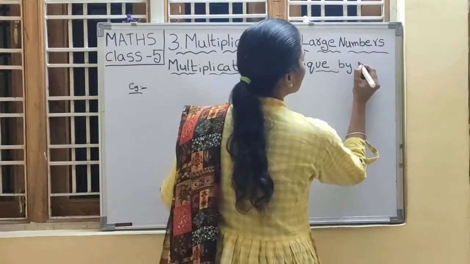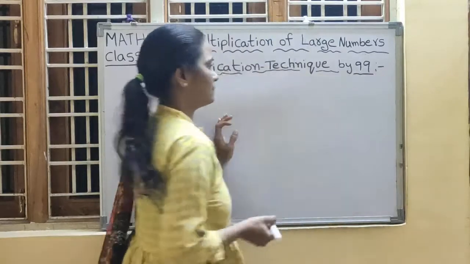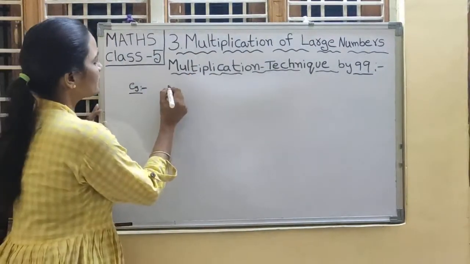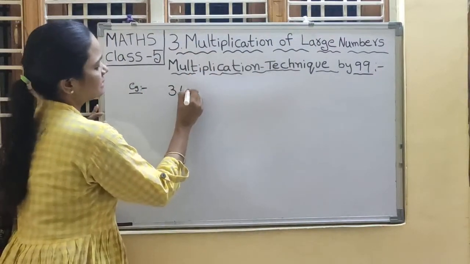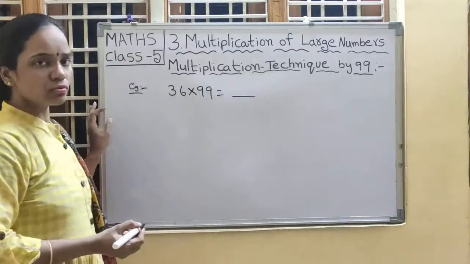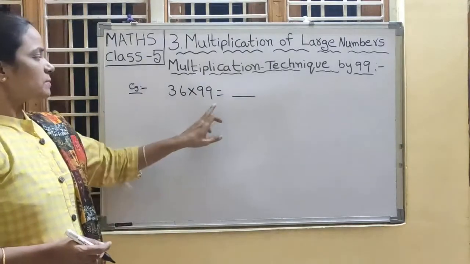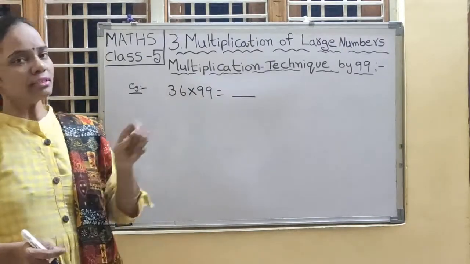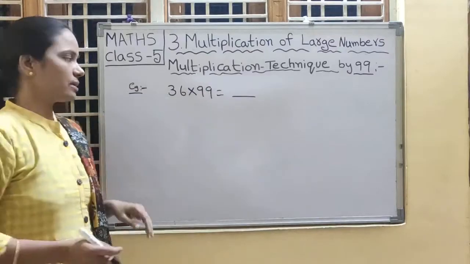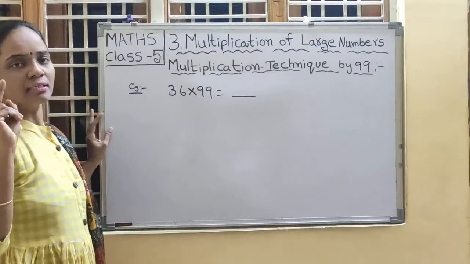Multiplication technique by 99. So for example, take 36 into 99. What is the answer? Very easy, children, using the technique. This multiplication is very easy. Especially, this is applicable only for a 2-digit number. 99 means it is applicable for only a 2-digit number.